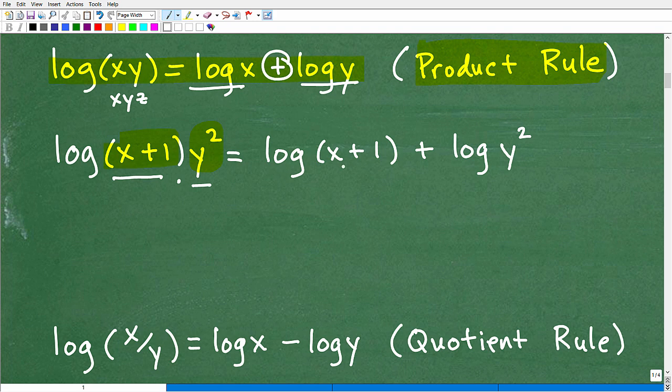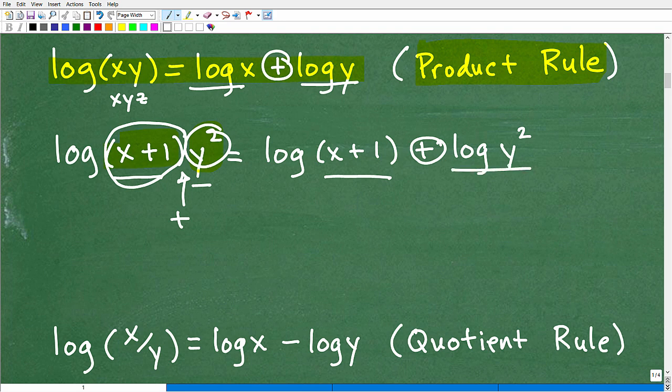So it would be log x plus 1 plus, that's this part of it, and I'm just separating the products here, the factors, by a plus sign, plus log y squared. Now, I can do more with this expression, but we'll hold off on that for a second. Just know that you can separate the factors of a product with an addition symbol. Pretty straightforward.